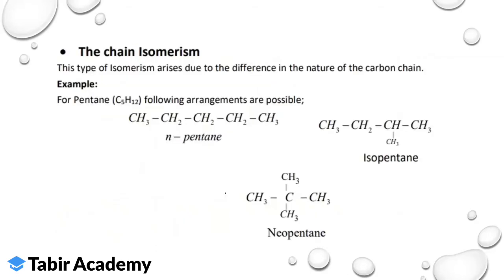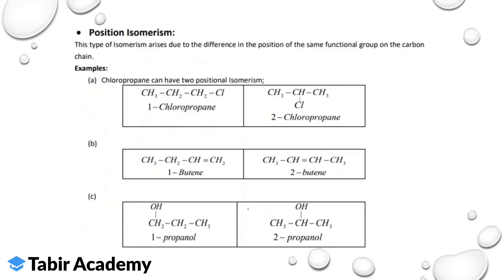The chain isomerism. The type of isomerism arises due to the difference in the nature of the carbon chain. This is a straight chain. So pentane हमारे पास है C5H12. This is a straight chain. उसके बाद this is a branched chain, that is isopentane, and this is another arrangement that is called neopentane. Molecular formula सबका same है but structure formula सबका different है.